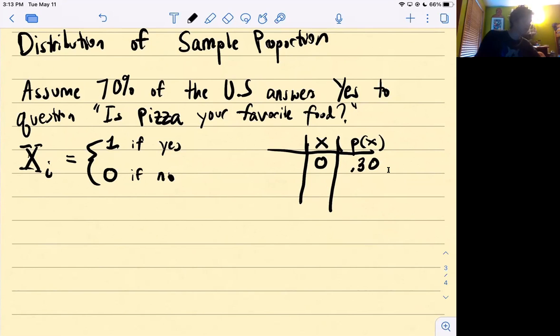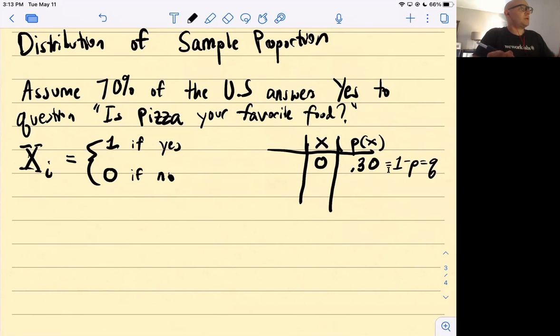For these types of probabilities that are 1 and 0, there's a special name for them: they're called Bernoulli variables. We write P as the probability of success, and Q as the probability of failure, or no. The probability of success, therefore, of somebody saying yes is 70%, which we call P. So really, P determines everything. There's a 70% chance of getting a 1 and a 1 minus P chance of getting a 0. In this case, the specific numbers are 0.7 and 0.3.